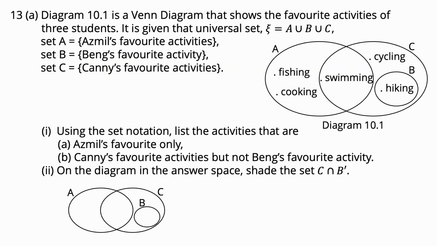Question number 13. A. Diagram 10.1 is a Venn diagram that shows the favorite activities of 3 students. It is given that the universal set equals A union B union C. Set A equals Asmo's favorite activities. Set B equals Bing's favorite activity. Set C equals Canny's favorite activities.